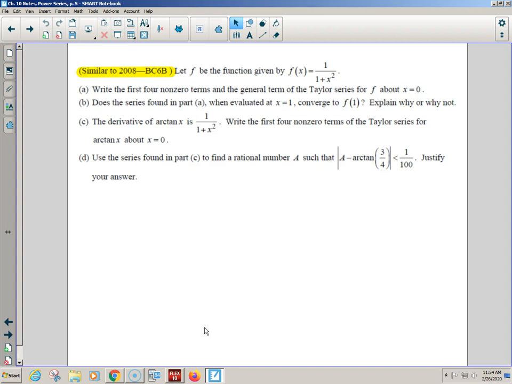This doesn't say it was the 6th FRQ on the BC 2008 exam. It said it's similar to, but it is quite similar to. So if you want to go reference the scoring guideline or the grader's notes or sample student solutions, this is like the 6th question on the 2008 BC.